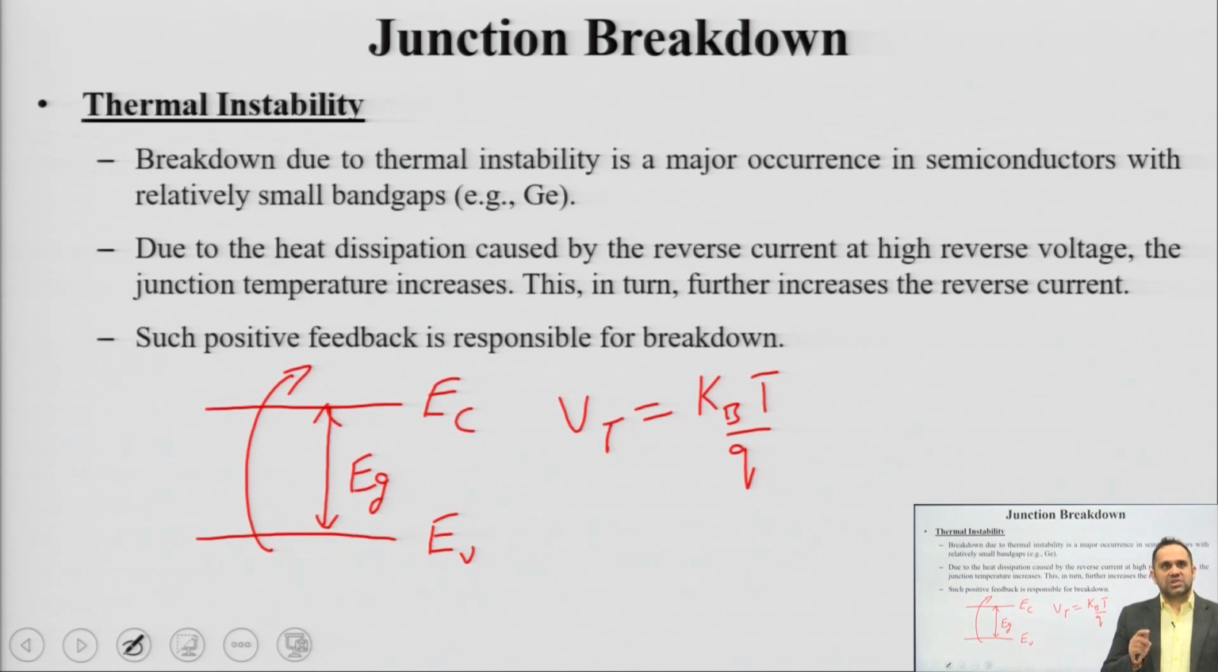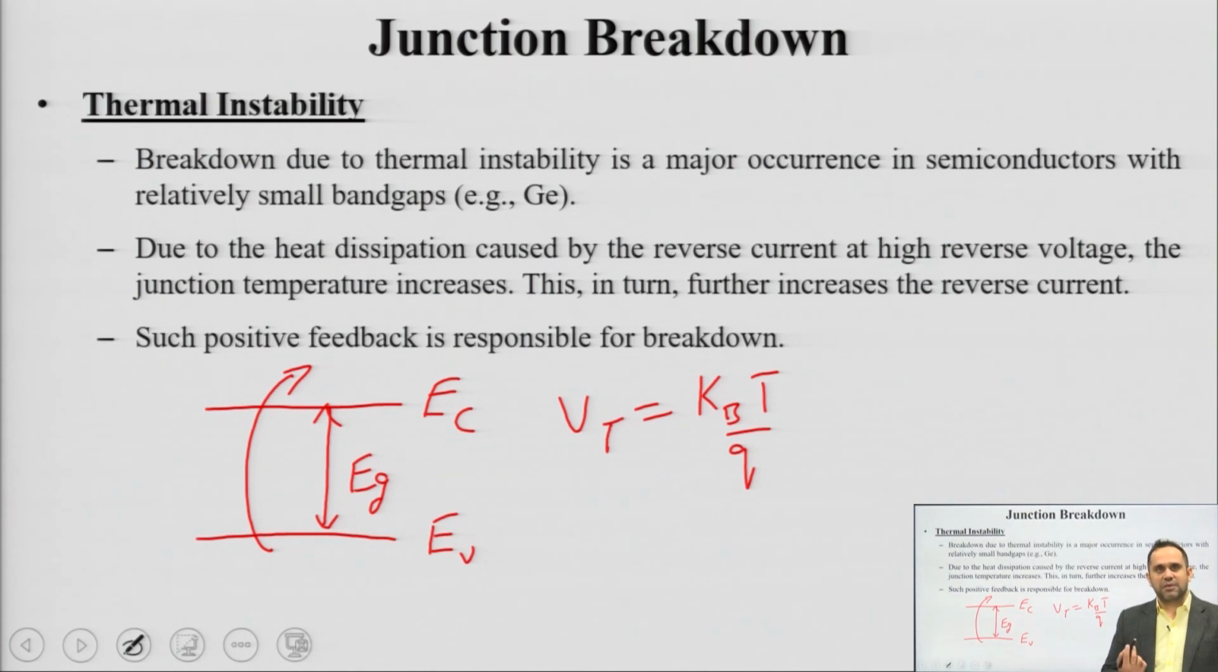Okay. If junction temperature increases, this further increases reverse current. The reverse saturation current basically doubles for every 10 degree centigrade rise in temperature. Okay. So, if temperature increases, reverse saturation current increases, movement of charge carriers increases, this further increases heat dissipation, temperature increases further, and more reverse current flows. Okay. So, this is sort of a positive feedback loop which eventually leads to a thermally induced breakdown.